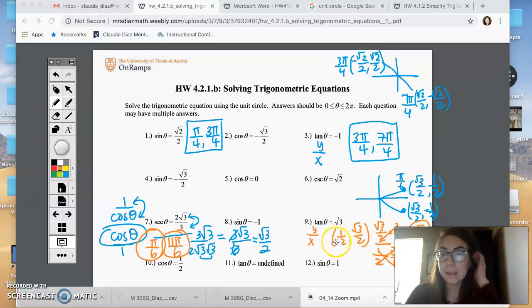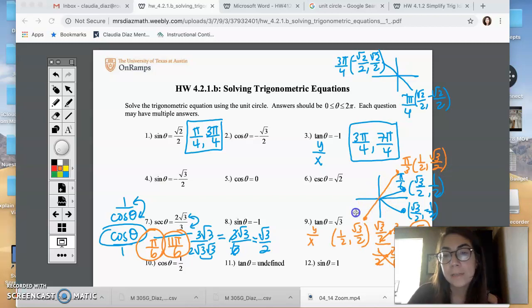So where does the coordinate 1/2, root 3 over 2 lie? Well, that's going to be here at pi over 3. That's the 1/2, root 3 over 2. And also in the third quadrant, which is 4 pi over 3. Because remember, they're both negative in the third quadrant, and a negative divided by a negative is positive. So the answer here is pi over 3 and 4 pi over 3.